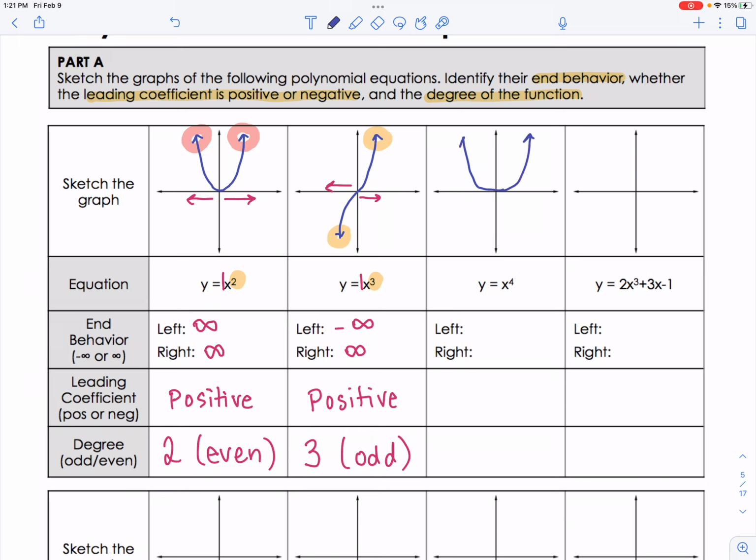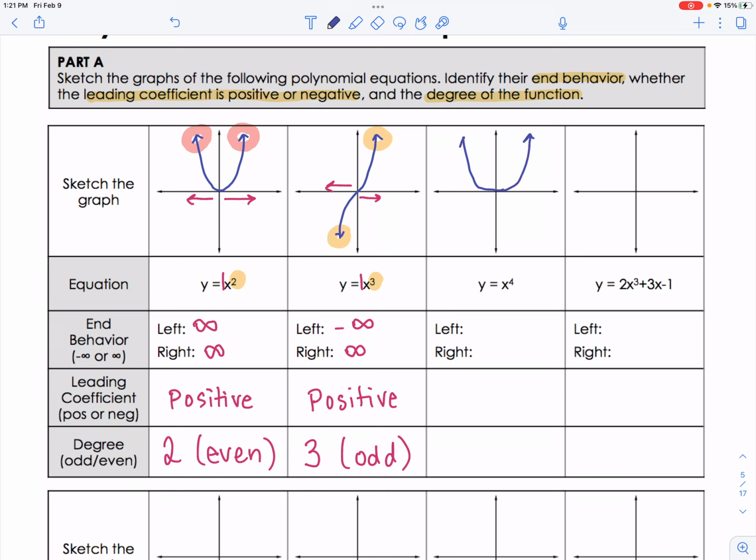Again, the leading coefficient is negative. The degree of the polynomial is 5, which is odd. Again, we're going in opposite directions.